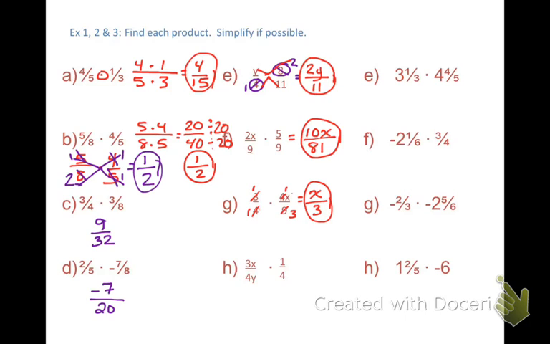Ooh, a little different. You have two variables. I can't do anything with the 3 and the 4 there, so nothing to worry about. And the 4 and the 1 can't do anything, and there's no variables that are the same on top and bottom, so can't do anything about that. So now you multiply across. 3x times 1 is 3x, and 4y times 4 is 16y.